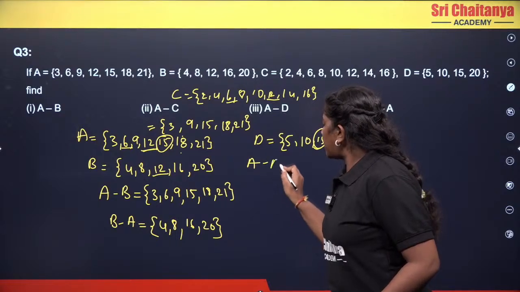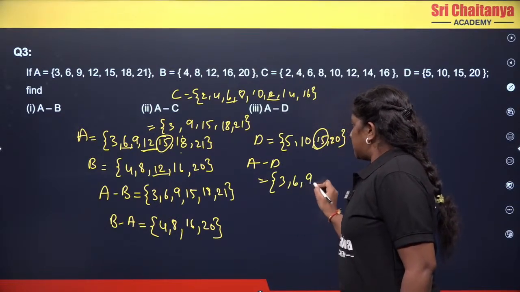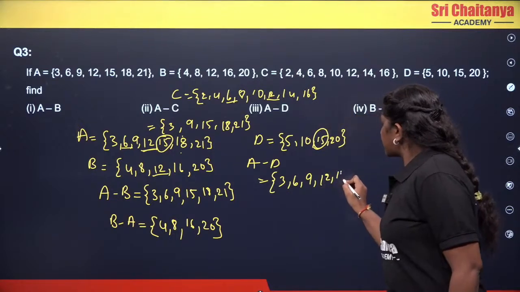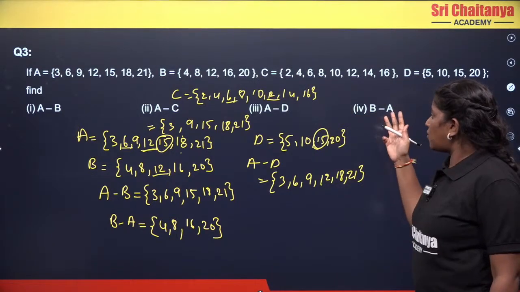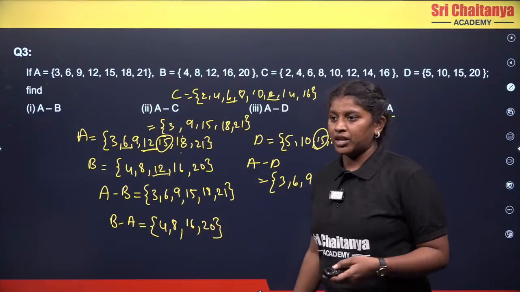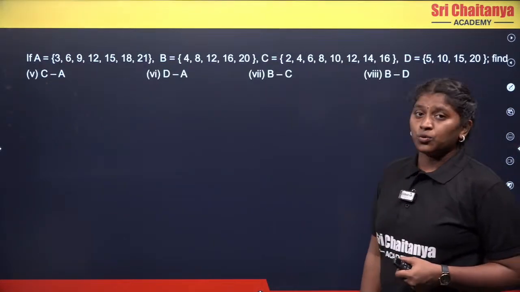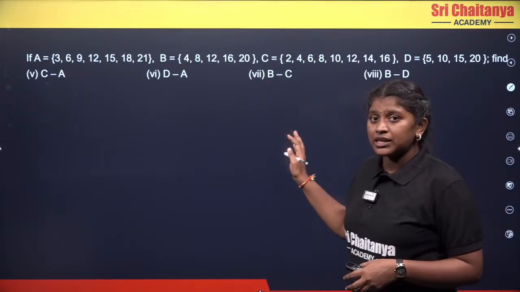So our A minus D will be equal to the set {3, 6, 9, 12, 18, 21}. Okay. Now as we already did, the B minus A value will become {4, 8, 16, 20}. Now let's move to the next. As we know how to find the difference between sets, let's take this question as homework.